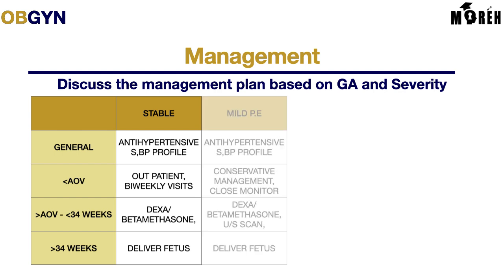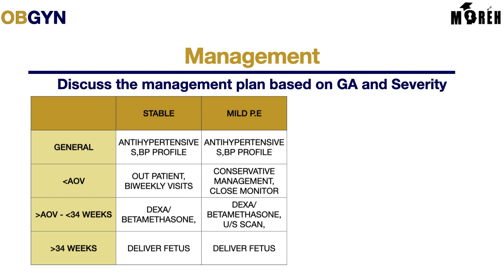Then if there's mild preeclampsia, the general things that we do, again, are antihypertensives, BP profile, and conservative management with close monitoring. So again, we can still manage this patient as an outpatient. Here we're saying they have a BP of 150 over 100, somewhere around there. It's below 160. Based on the condition of the patient, we can manage them as an outpatient, or we can hospitalize for close monitoring.